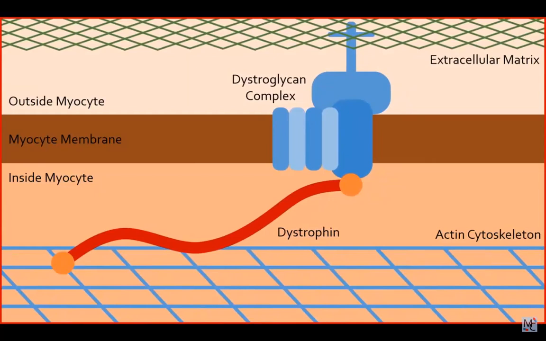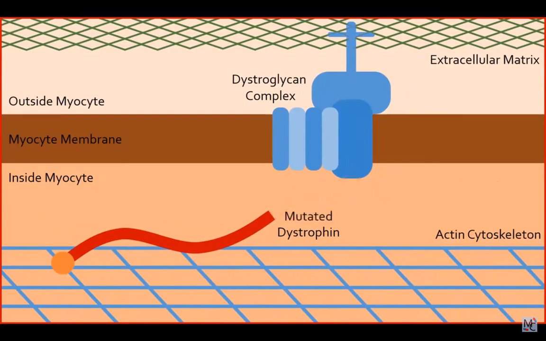Dystrophin has three important areas: the actin binding end, which attaches to the cellular skeleton, the central rod, and the dystroglycan binding end, which attaches to the dystroglycan complex within the membrane that is anchored to the extracellular matrix.